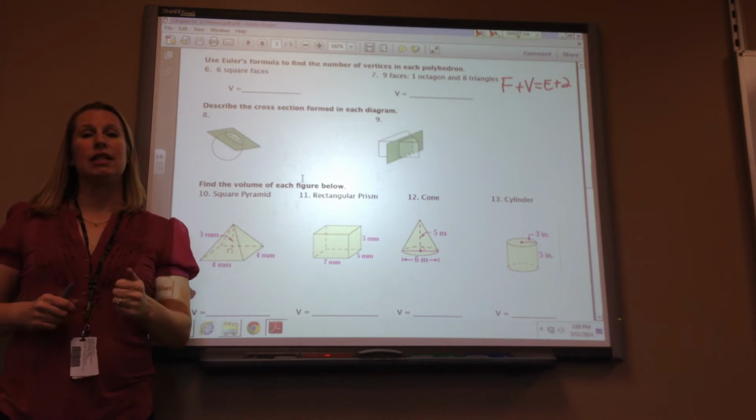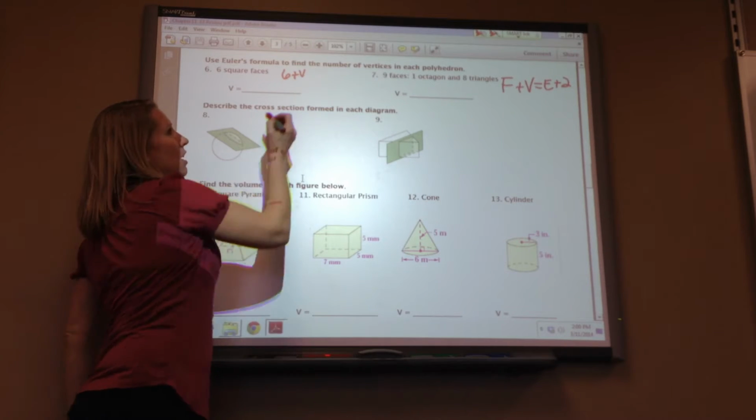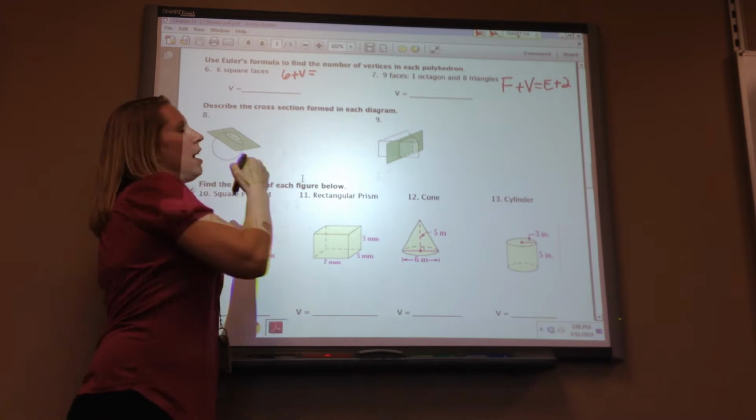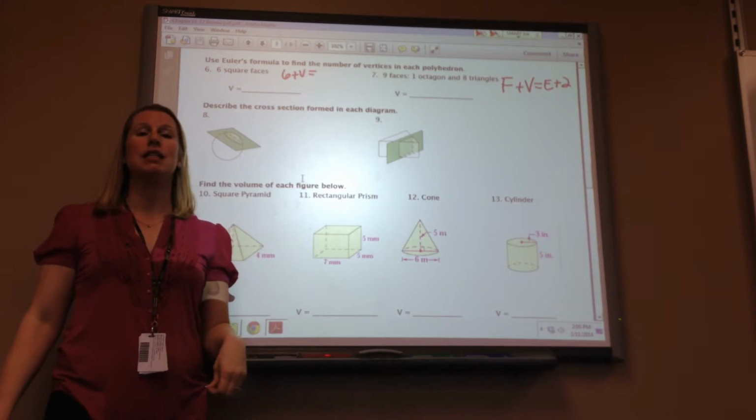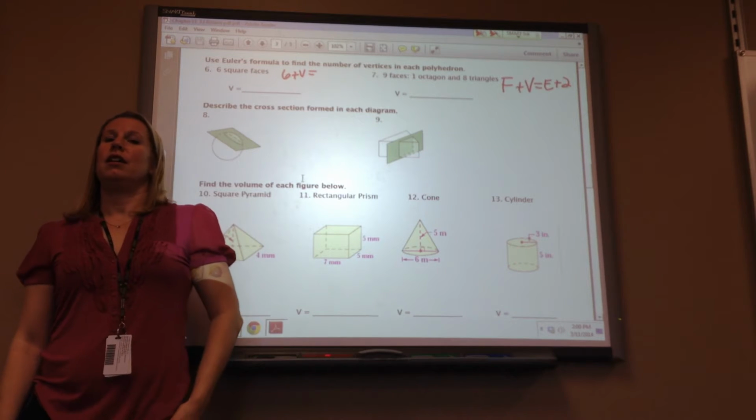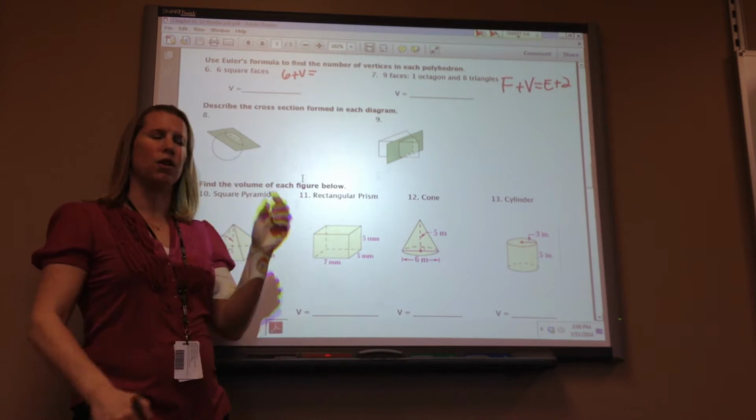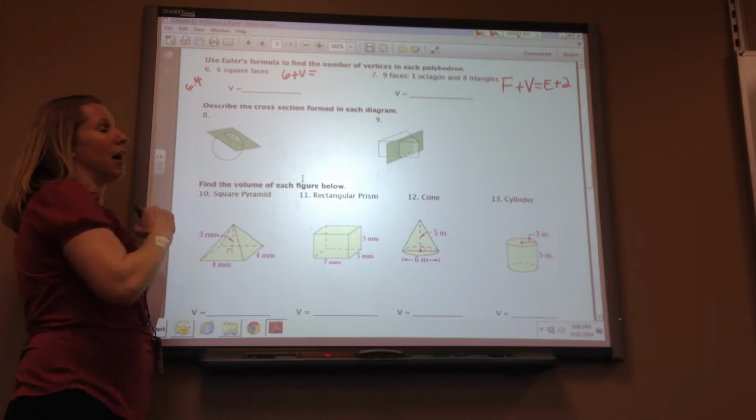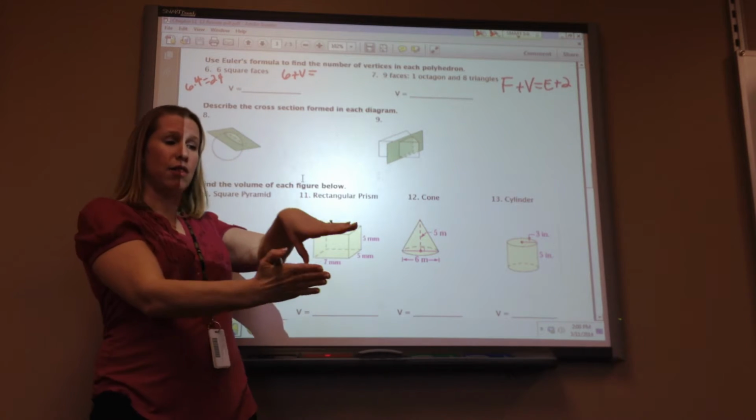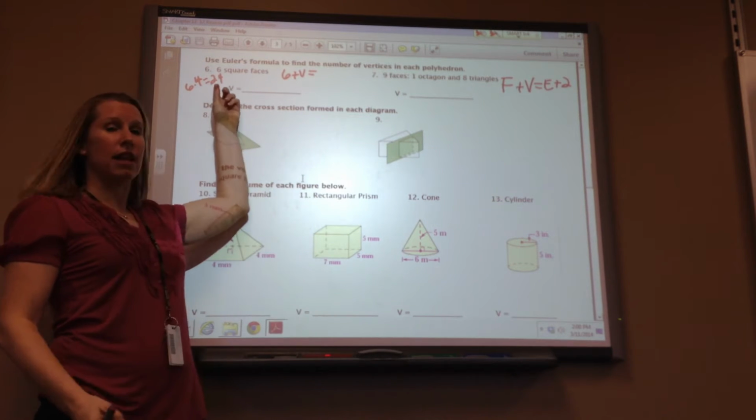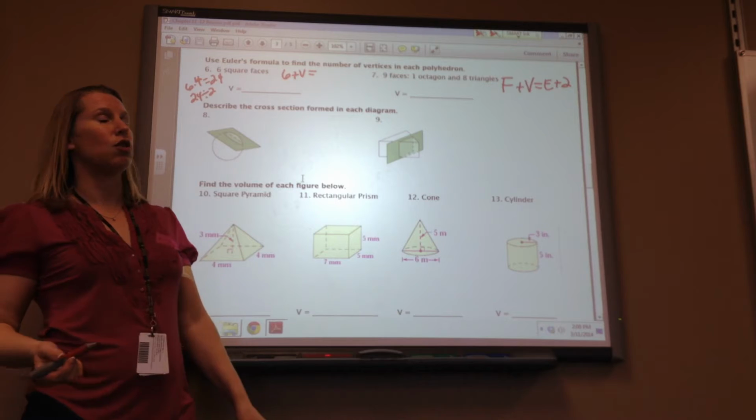So I have 6 square faces. So I already know my faces is 6. So I'll have 6 plus v, because I'm trying to find the vertices, equal edges. So I'm going to figure out my edges. Well, if there's 6 square faces, how many sides does a square have? And hopefully you said 4, because a square has 4 sides. There's 6 of those. So what's 6 times 4? That should be 24. And then we talked about before, when 2 edges come together, they create 1 edge. So if you take that and you divide it by 2, 24 divided by 2 is going to be 12, so there are 12 edges.